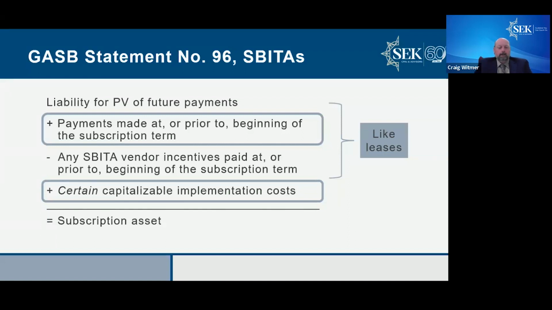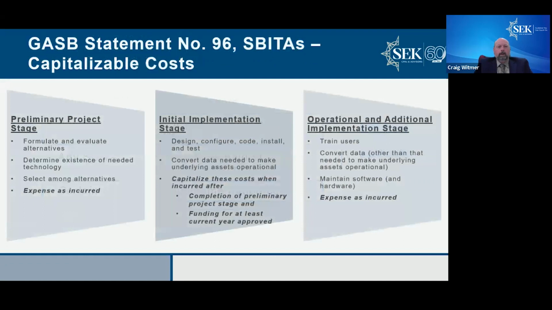So the next slide just gives you a little bit more information from the standard itself. So it introduces these three concepts of implementing a software program that you would have through a SBITA contract. So you have the first stage, the preliminary project stage, and that's essentially exploration. You're determining what software program that you're going to implement. So you're reviewing alternatives, maybe having demos, viewing demos and that sort of thing.